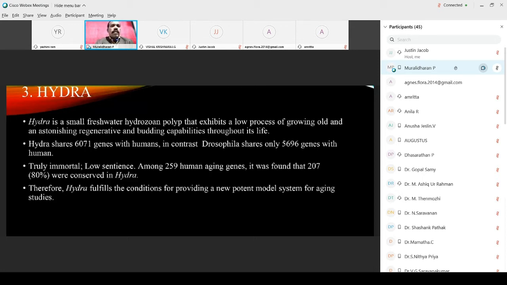And this hydra shares 6,071 genes with humans, and it is better than Drosophila, that is the fruit fly, because it has only 5,696 genes in common with humans, and it is truly immortal. So if you cut this polyp, the next day it will have replaced the damaged portion. So it is truly immortal. Among 259 human aging genes, it was found that 207 were conserved in Hydra. And Hydra fulfills the conditions for providing a new potential model for aging studies particularly. This Hydra can be used.